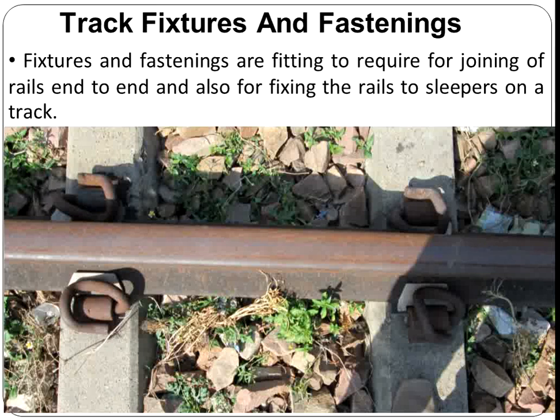Hello everyone. Today we are going to see the next point of the railway engineering topic, which is track fixtures and fastening. The first one we have to see is the definition. Fixtures and fastenings are fittings required for joining rails end to end and also for fixing the rails to sleepers on a track.